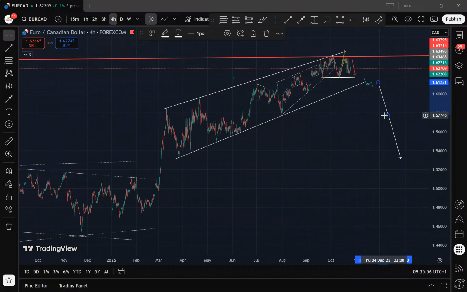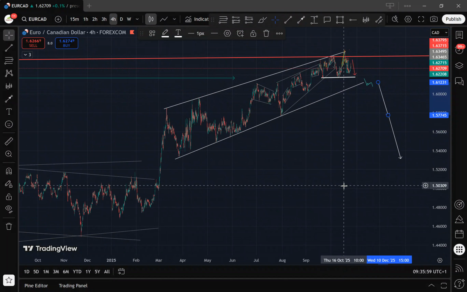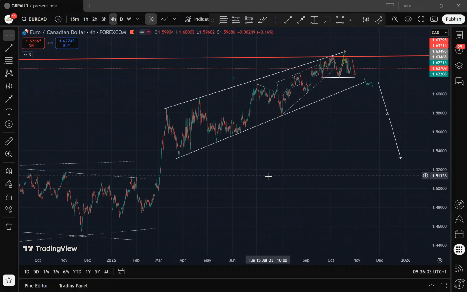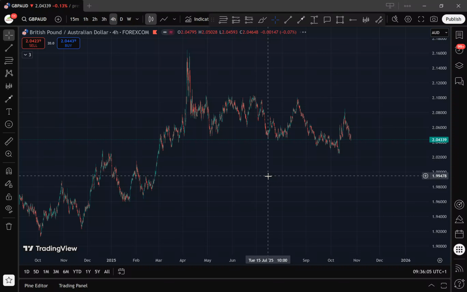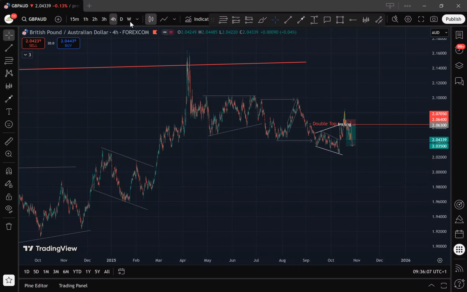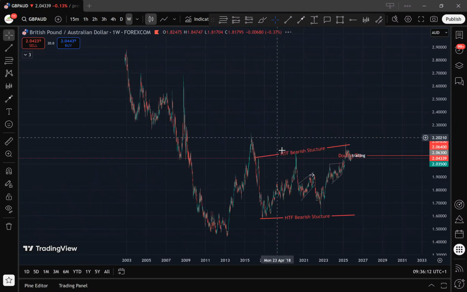So we just have to wait now and sit on our hands and wait for the market to show us the way. So on GBP, we also talked about GBP AUD. We took GBP AUD as well, which is still running.